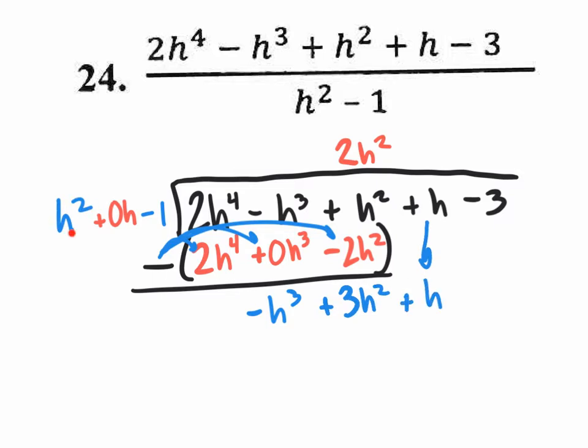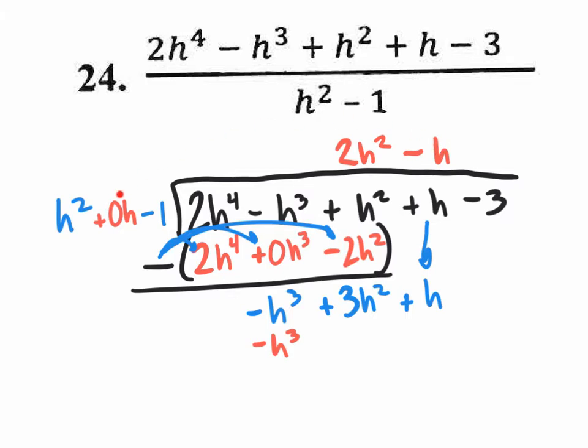And once again, you look at your first term, h squared times what will get us that exact value, negative h to the third? Negative h. So let's put negative h. Notice that I'm putting it right above the other h's. I'm not going to put it on top of the h to the thirds or on top of the h to the fourths. H squared times negative h, I put on top of the other h's to stay organized. So negative h times h squared is negative h to the third, that exact value.